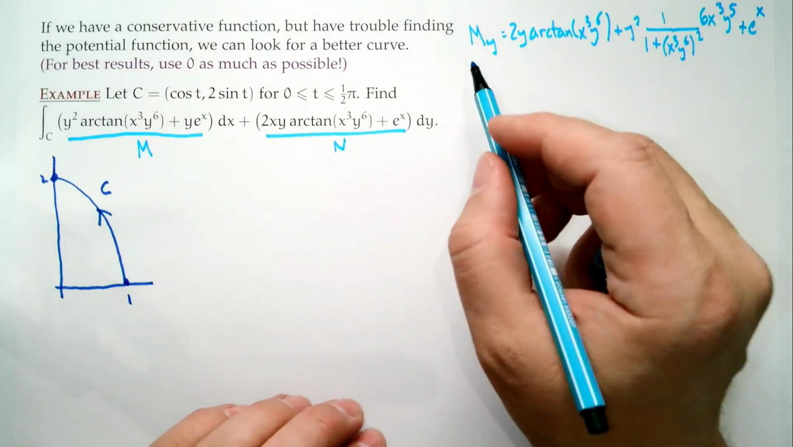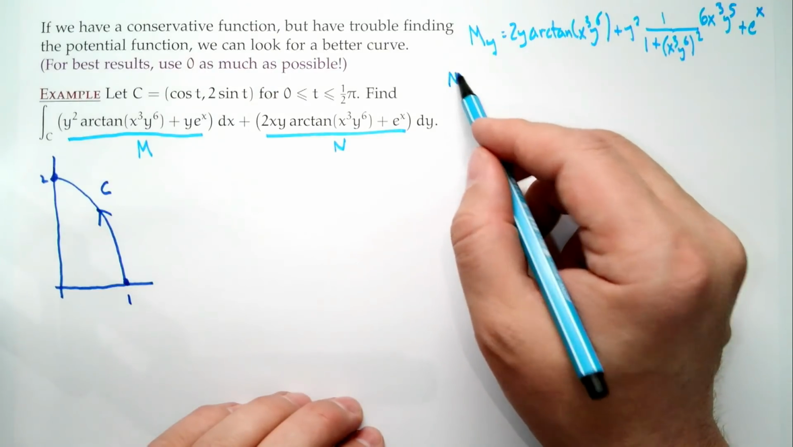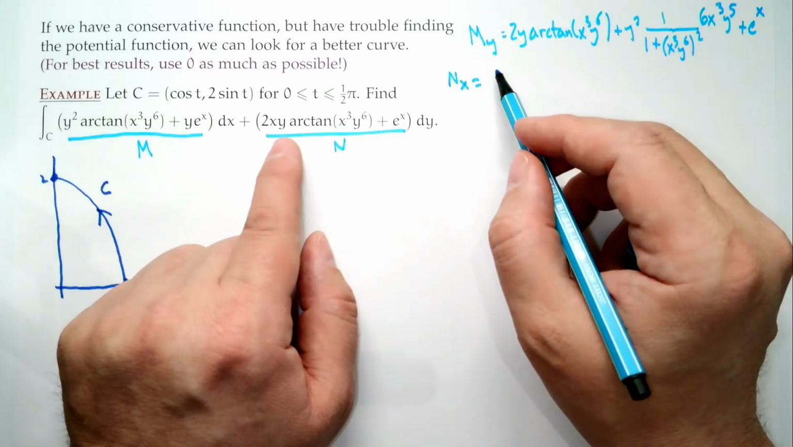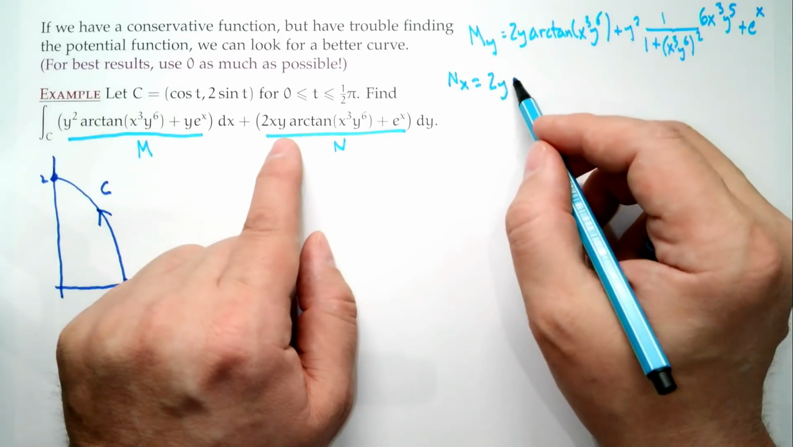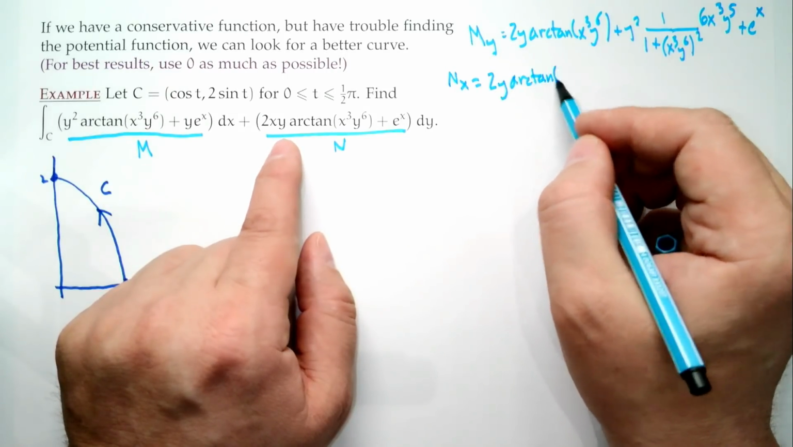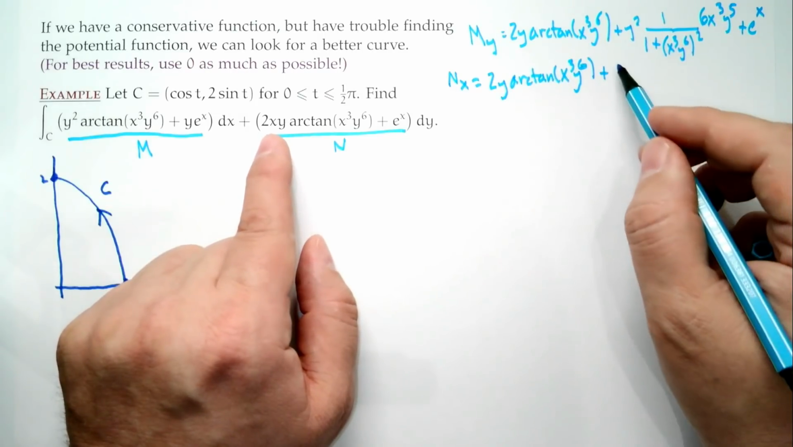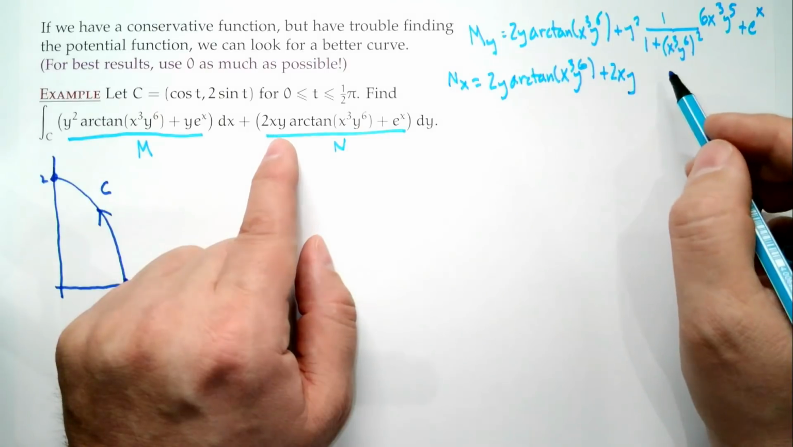When we go to the second slot and take the derivative with respect to x, well, product rule again. Derivative of 2xy with respect to x is 2y. The arctangent stays as it is. So arctangent x cubed y to the 6 plus 2xy, maybe it's not conservative.